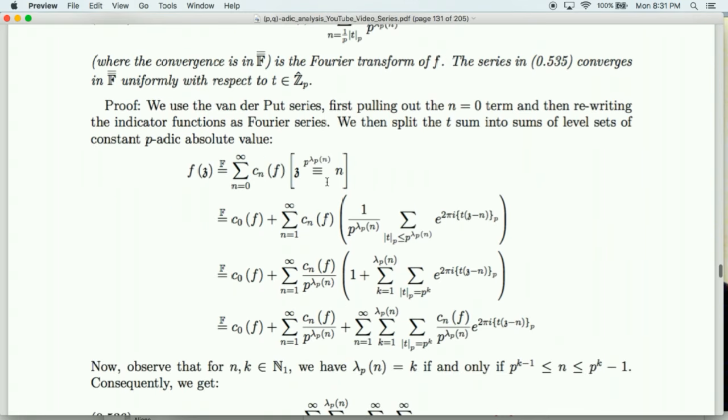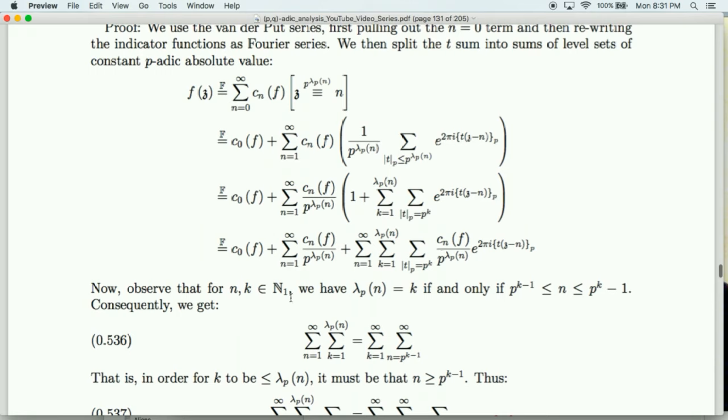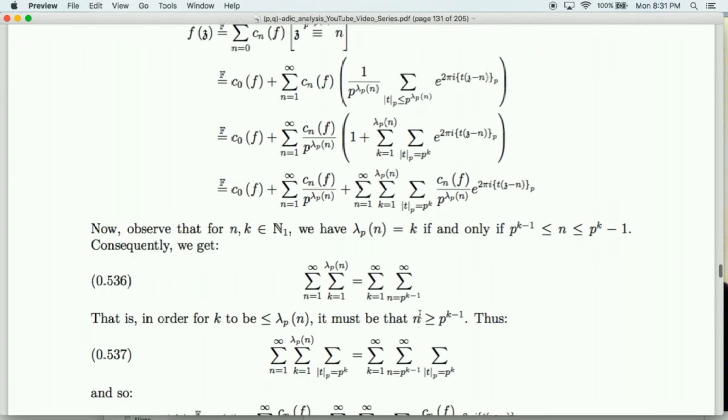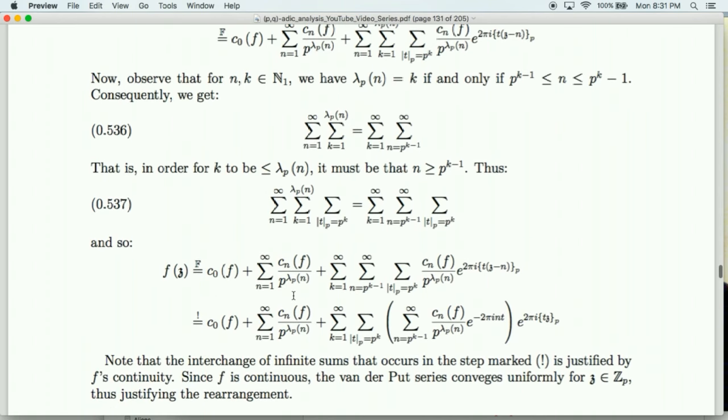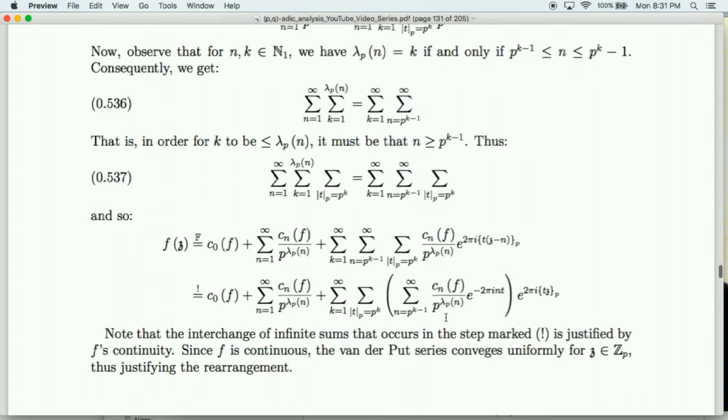So to begin, we're going to write our van der Put series. This is its Fourier transform identity. We then sum over the level sets, boom, boom here. And then in doing this, note that again, this is our fact. N will have k p-adic digits if and only if it's in this range, so we can re-index. And so we then get this thing, and then doing it all, we get what we want. All interchanges of sums are allowed because f is continuous and therefore the convergence is uniform. So it's all nice and it's wonderful, and the rearrangement of our sums in this step is valid.